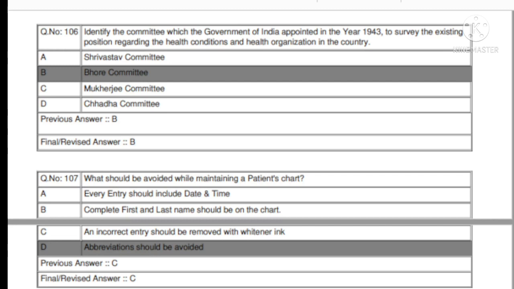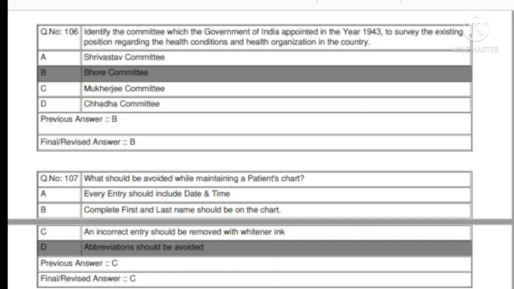Next question, question number 106. Identify the committee which the government of India appointed in the year 1943 to survey the existing position regarding the health conditions and health organization in the country. So its answer is B. Bhore Committee was appointed in 1943 to survey the health conditions and health organization in the country. As far as the A part is concerned, Shrivastava Committee was appointed in 1947 and was related with reorientation of medical education.